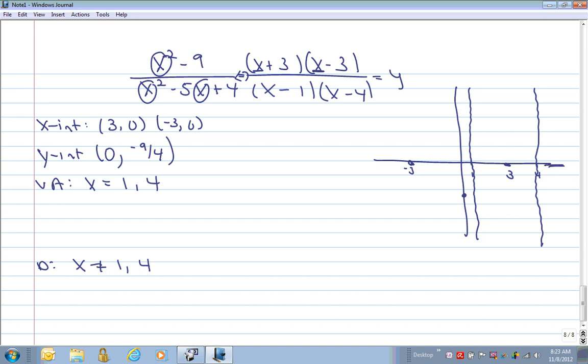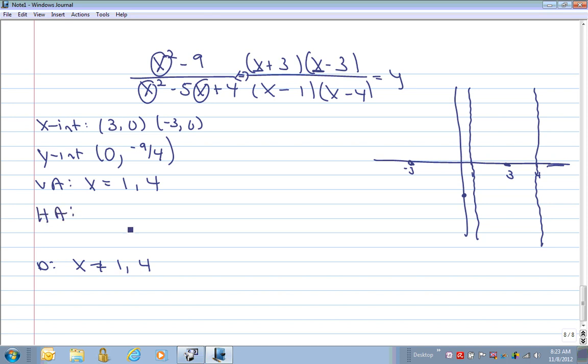So all of a sudden, my graph now is going to take on 3 different sections. You have the section to the right of 4, you have the section between 1 and 4, and you have the section to the left of 1. So you have 3 different sections. Let's also see if we have any horizontal asymptotes.